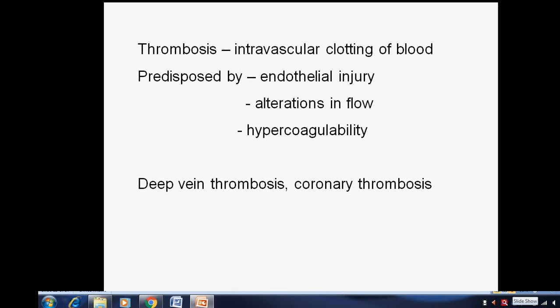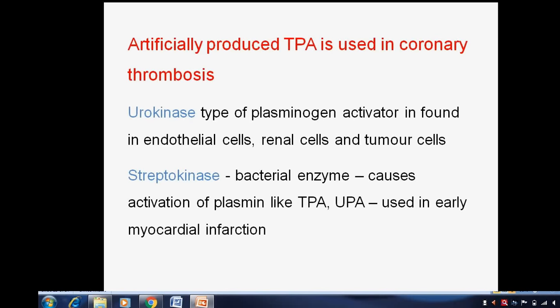Artificially produced TPA is used in coronary thrombosis, along with urokinase and streptokinase. Urokinase type of plasminogen activator is found in endothelial cells, renal cells and tumor cells, while streptokinase, a bacterial enzyme, causes activation of plasmin like TPA. TPA and UPA are used in early myocardial infarction.